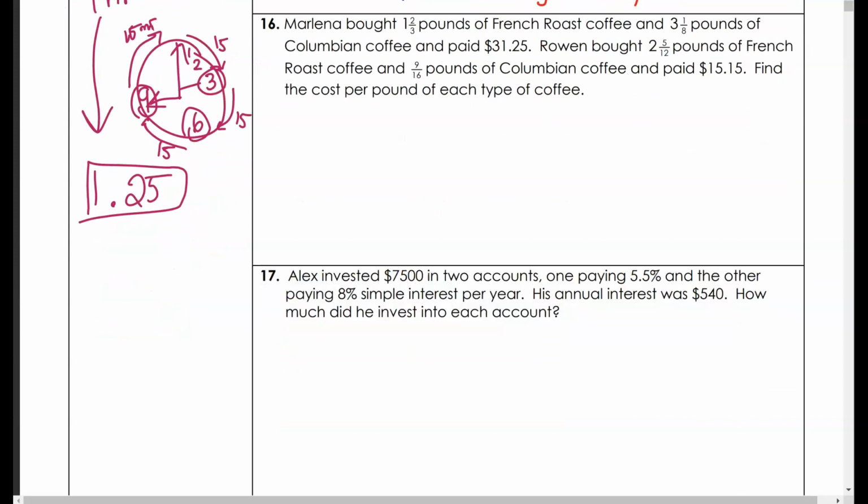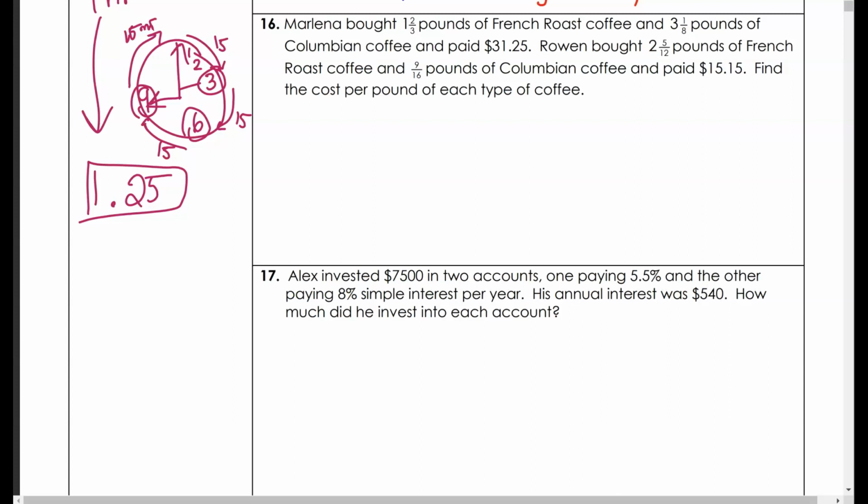All right. Number 16. Marlena bought 1 2/3 pounds of French roast coffee and 3 1/8 pounds of Colombian coffee and paid $31.25. Rowan bought 2 5/12 pounds of French coffee and 9/16 pounds of Colombian coffee and paid $15.15. Find the cost per pound of each type of coffee.